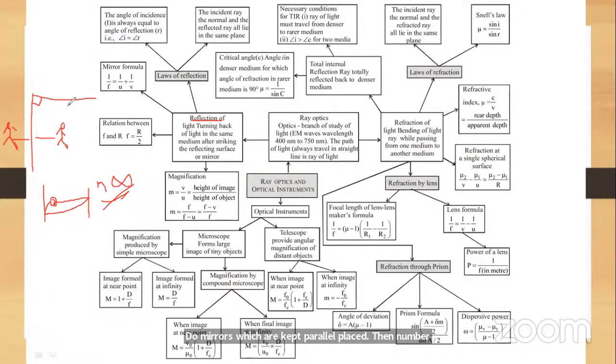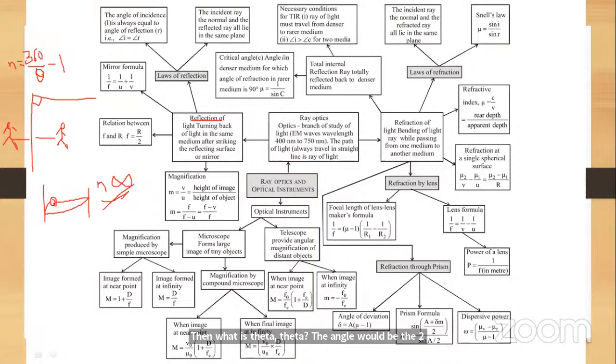When two mirrors are placed at an angle, how many number of images formed, there you will observe that there is a standard formula you can use. N is equal to 360 divided by theta minus 1. Using this formula, you can easily find out how many number of images formed. Then what is theta? Theta is the angle between the two mirrors.